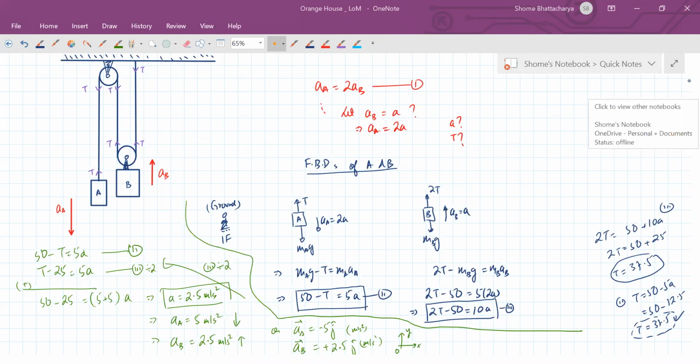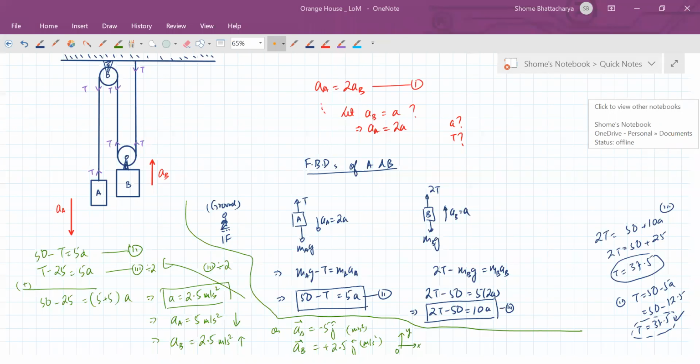So hope you've understood this. So what I've done is equation 2 and 3 we have solved like this. Okay. And now I've written this with the vector notation, taking the y-axis as upwards. So acceleration of A is downwards, so it is negative j cap. Acceleration of B is upwards, so it's along positive j cap.